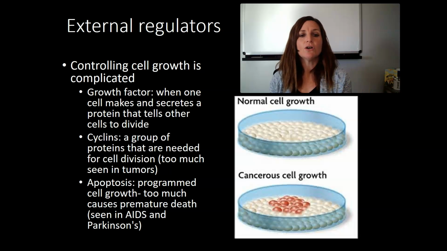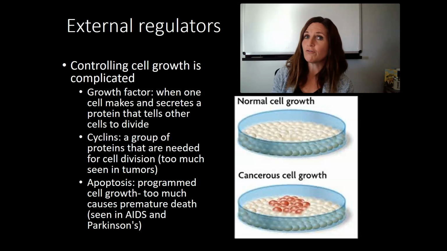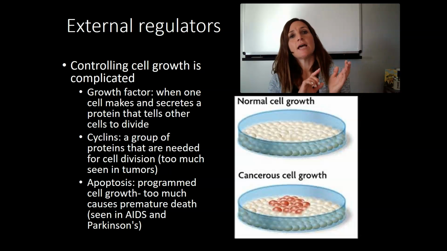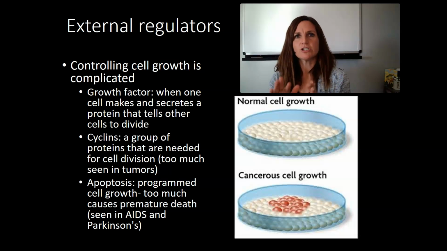Cyclins are also needed in order to push forward cell division. And so cyclins are seen all throughout the cell cycle, and they kind of boost the cell into the next phase. When you're moving from G1 to S, or S to G2, or G2 to mitosis, there are cyclins involved, which is a group of proteins different than growth factor proteins. Cyclins help with the cycle, right? They help push the cell through the cycle.